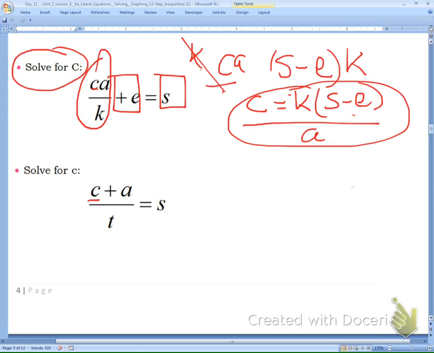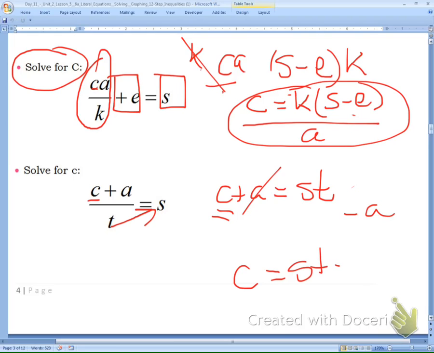We have that complex fraction again, so you need to cross multiply the t. C plus A is equal to ST. Remember, when you're showing multiplication of two variables, all you have to do is write them side by side next to one another. C is our very important variable. We got this A that's being added to C, so we have to subtract the A, so minus A, to get it to the other side. Our final answer then is C is equal to ST minus A.